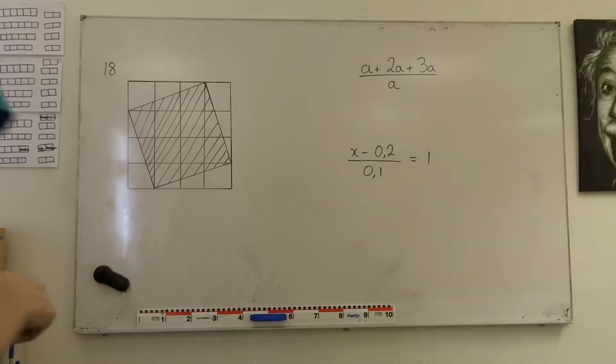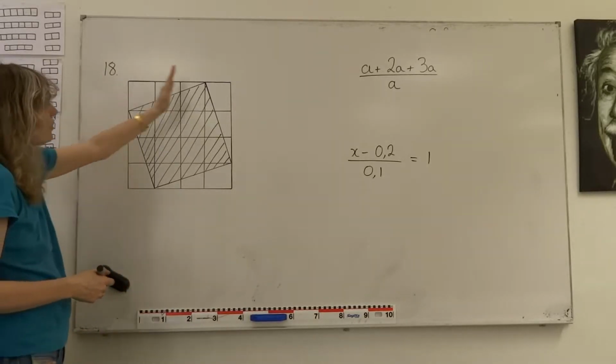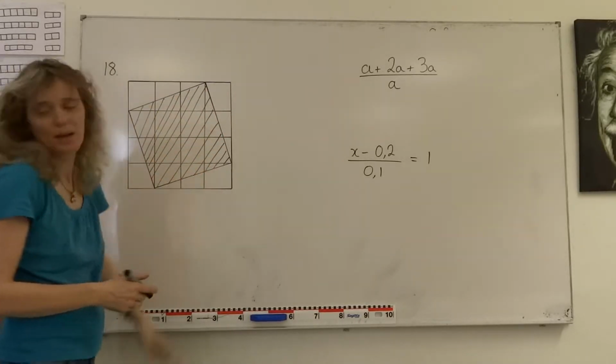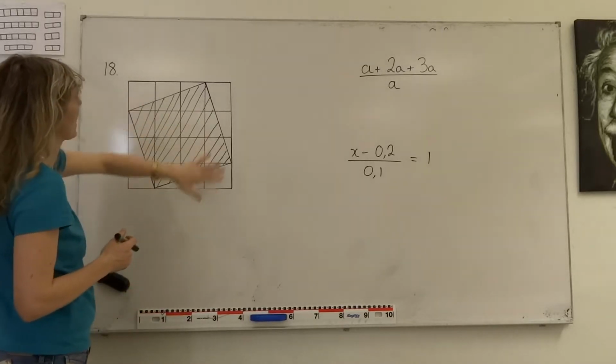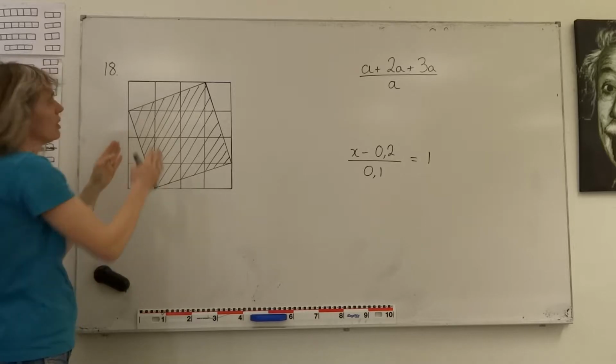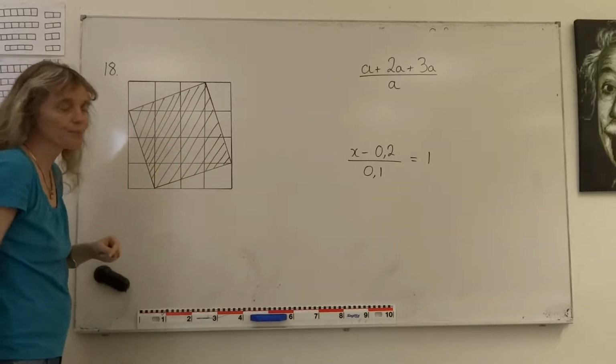Okay, the last three questions then from this national test. We have a square area and there are no dimensions to this square at all, and we are supposed to calculate what is the fraction of the shaded area compared with the whole area.